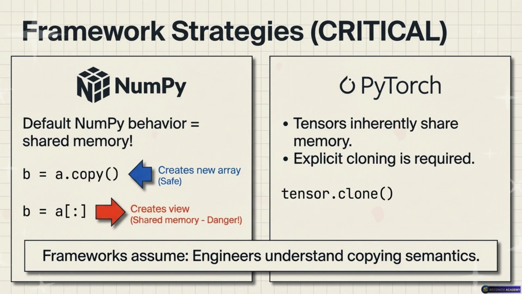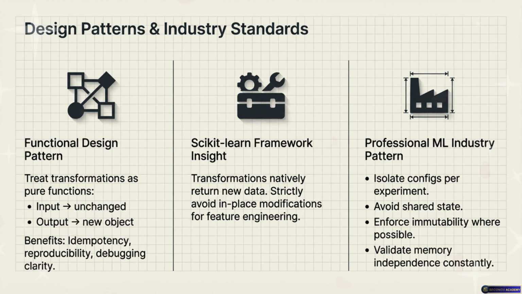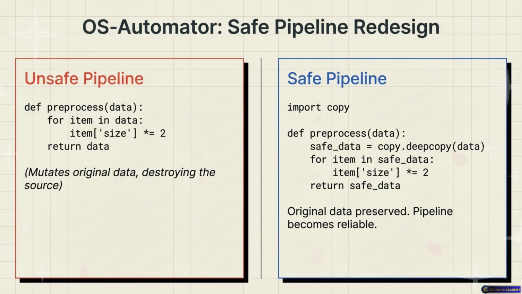So every framework requires a different dialect. What about scikit-learn? Scikit-learn is actually a beacon of safety here. It embraces a functional design pattern. How so? When you apply a transformation like a StandardScaler or a PCA reduction, the framework generally returns a brand new dataset, deliberately avoiding in-place modifications to your original arrays. Which transitions us perfectly to building our own robust pipelines. The source materials highlighted an example called the OS Automator pipeline, specifically contrasting unsafe preprocessing with safe preprocessing.